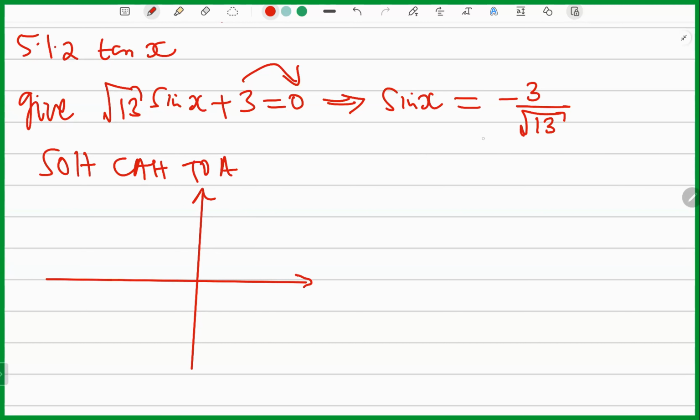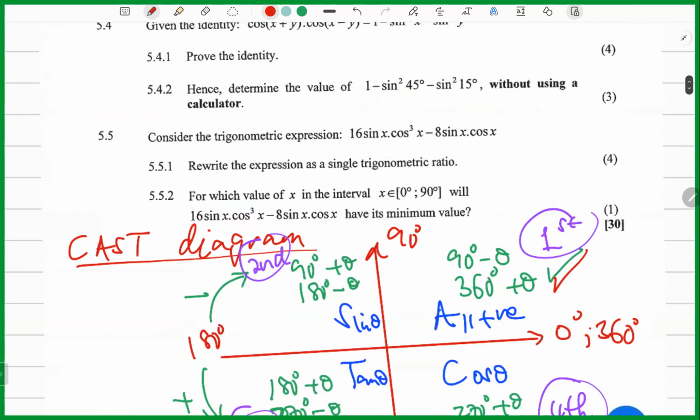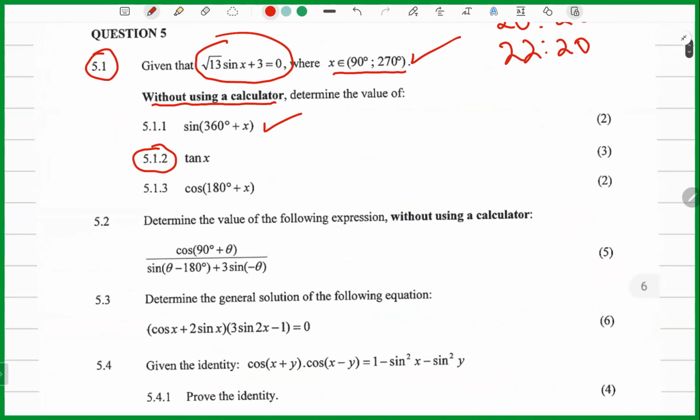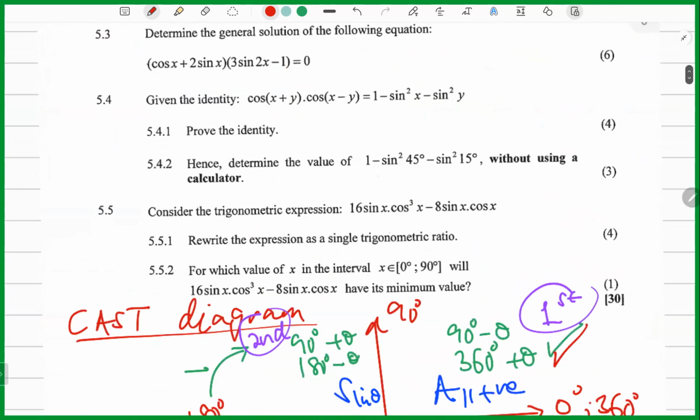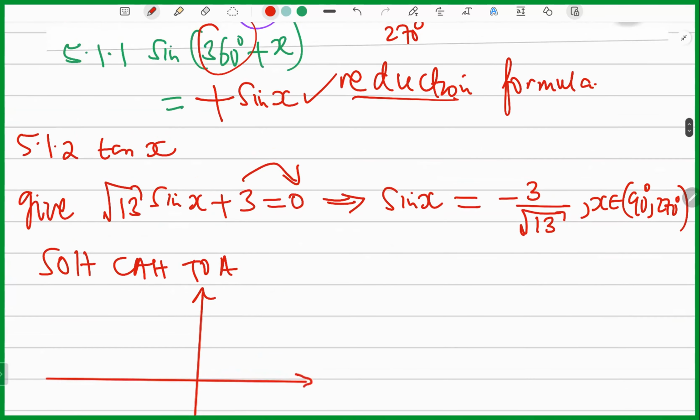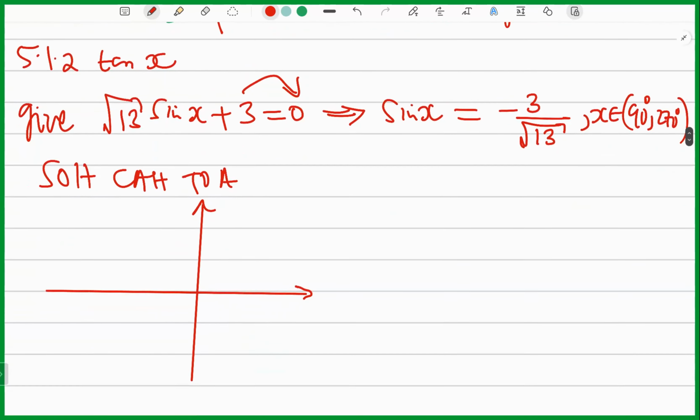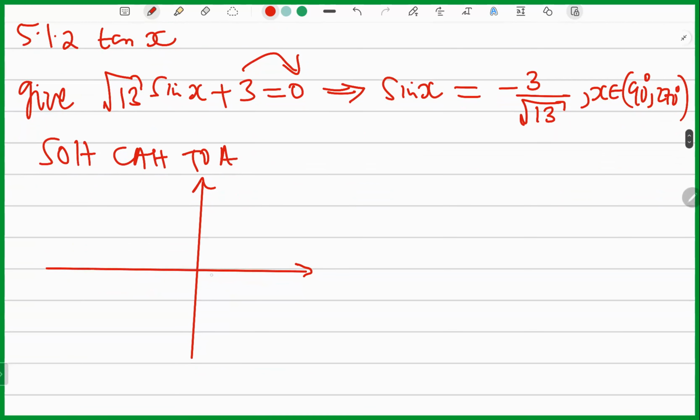Right, so this has been given, but the examiner said x is an element of the interval from 90 degrees up to what? 270 degrees. Okay, that is what they said here. 90 degrees to 270 degrees. Right, so we jot that down here and we have that there, okay? We have the CAST diagram. Okay, we have the diagram here, what you call the Argand diagram, or what we call the Cartesian plane.